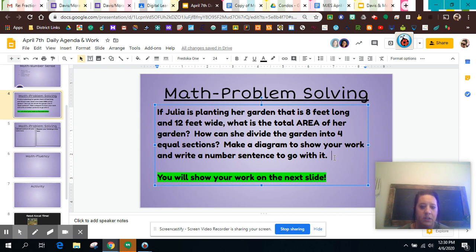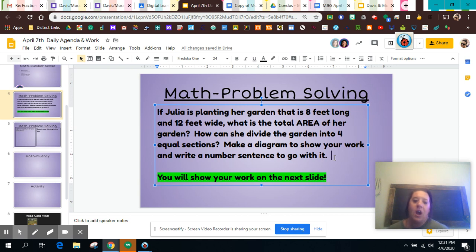I am going to start by just reading the problem and seeing what it's asking us to do. If Julia is planting her garden that is 8 feet long and 12 feet wide, what is the total area of her garden? How can she divide the garden into 4 equal sections? Make a diagram to show your work and write a number sentence to go with it.